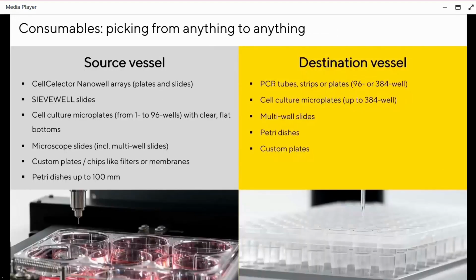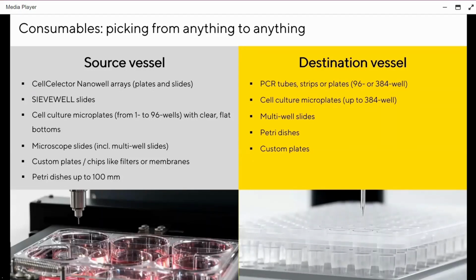within the software. When it comes to picking and depositing of cells, CellCelector Flex allows to pick almost from anything to anything. As a source vessel, we can use nanowell arrays, cell culture microplates with clear flat bottoms, microscope slides, petri dishes, and even custom plates. We can deposit the material in cell culture microplates, multi-well slides, petri dishes, and even PCR tubes, strips, or plates. With extended support of different vessels, we can extract cells from cell culture and tissue samples, like tissue sections and everything in between.